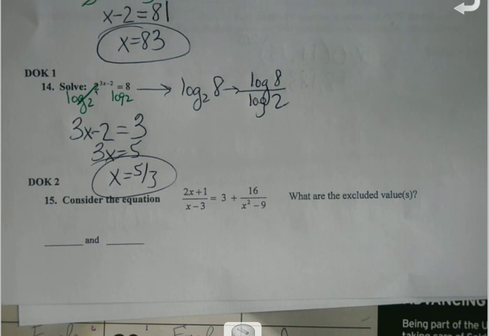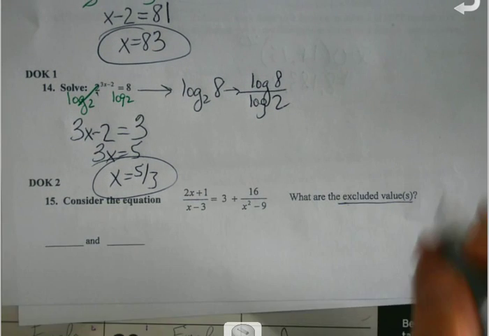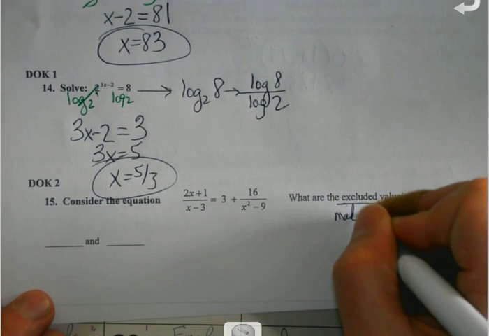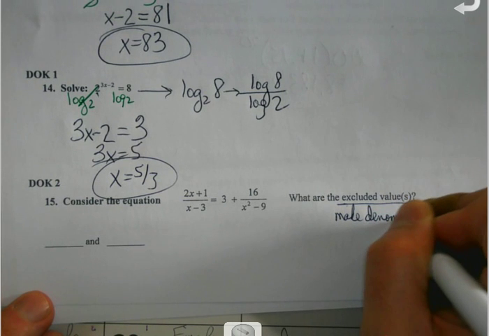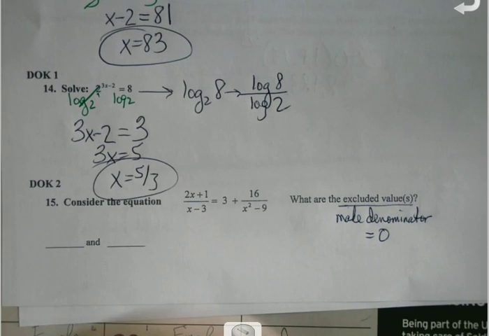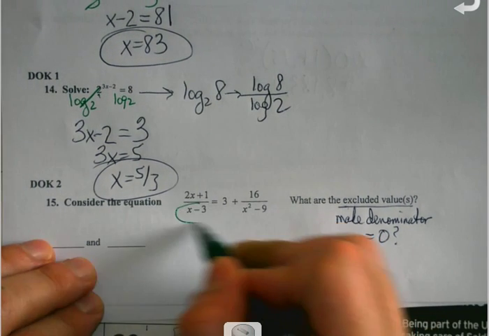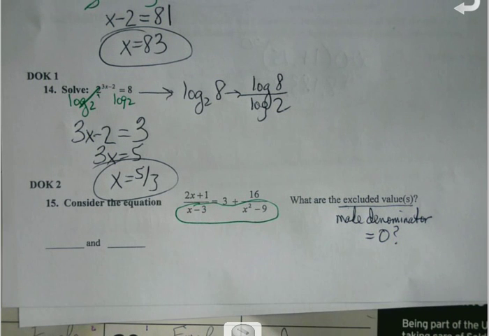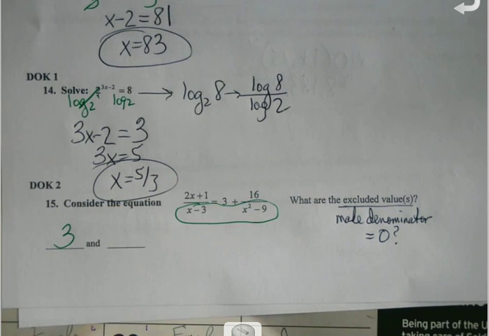Okay, 15, don't overwork. Consider the equation. What are the excluded values? What are the values that make the denominator equal 0? And notice there's 2 blanks, which probably tells you there's going to be 2 of them. So the only part I care about in this problem is that part. What are the numbers I could plug in for x that make it equal 0? One of them should be fairly obvious. 3. How do I get the other one?